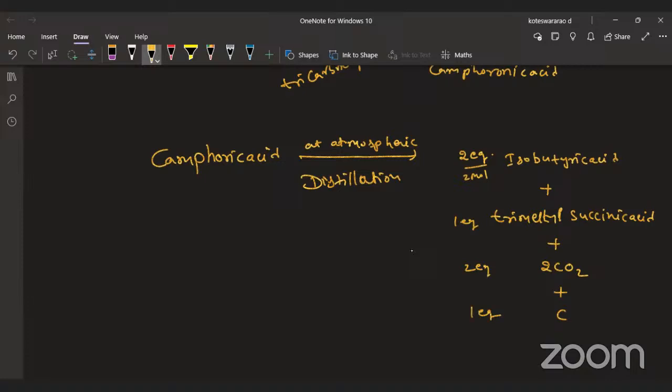First, coming to isobutyric acid: what is the structure of isobutyric acid? This is the isobutyric acid. Then trimethyl succinic acid. What is trimethyl succinic acid? This is succinic acid, with COOH on both ends.